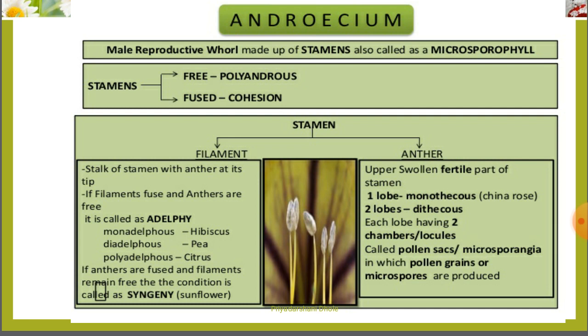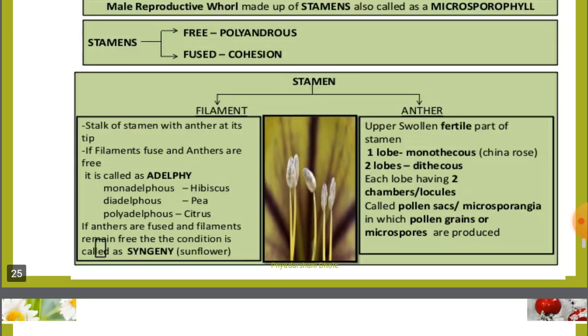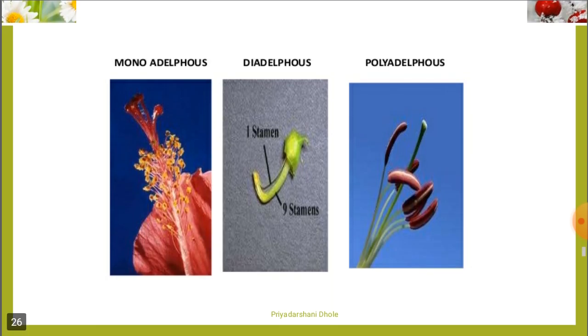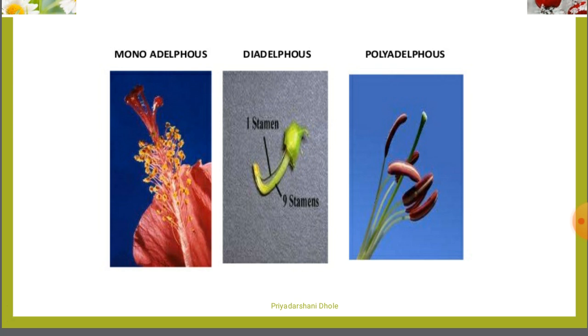Now the next part is the anther, the upper swollen fertile part of the stamen. One lobe is monothecous, as in Chenopodium, and two lobes is dithecous. Each lobe has two chambers, called locules, also called pollen sacs or microsporangia, in which pollen grains or microspores are produced.